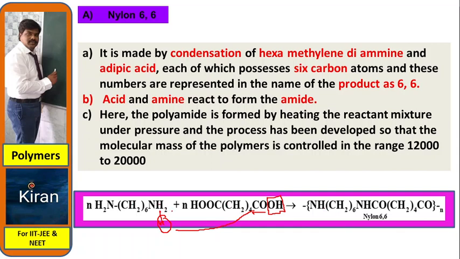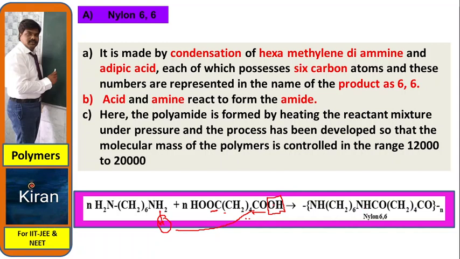NH (CH2)6 NHCO, see here NH, CO, (CH2)4, (CH2)4, CO and NH2 CO taken n. So many molecules are forming here like that. That is the reason they are represented under the n. So NH2 (CH2)6 NH2. Here also NHCO (CH2)4 CO.